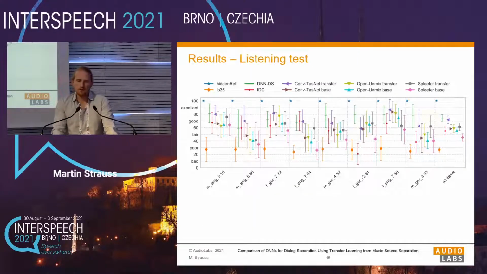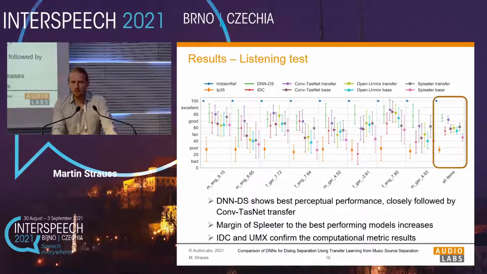If we then take a look at the perceptual evaluation, the listening test, on the x-axis there are the single items, but we want to focus on the right, where we have the average over all items. First of all, we can see that the perceptual evaluation confirms the results that fine-tuning the models works well for adapting music source separation towards dialog separation. Overall, DNNs shows the best perceptual performance, closely followed by Conv-TasNet. And Spleeter is again the second best music separation network. However, it initially started with a worse baseline than previously. The results for IDC and for Open-Unmix are more or less confirmed, like in the computational metric results.